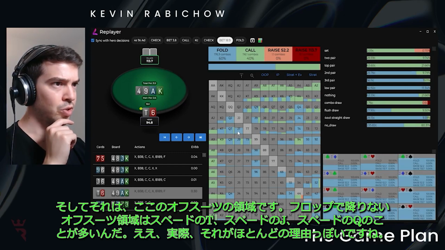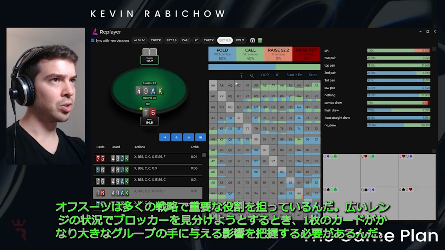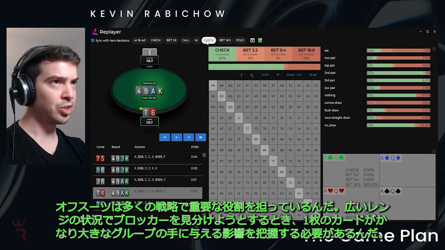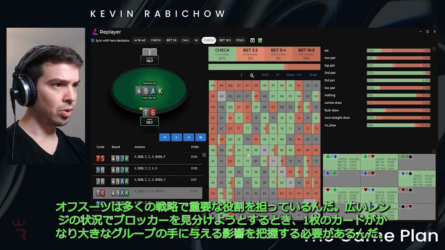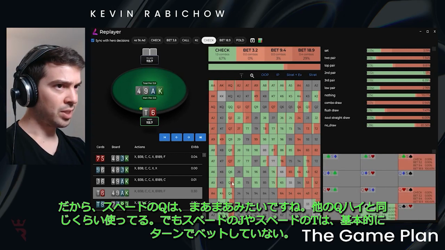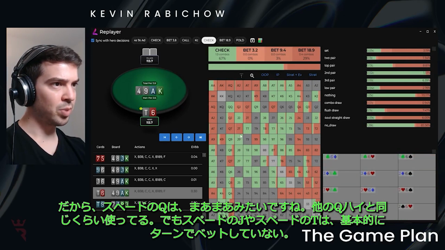Actually, that's almost certainly going to be the reason. Offsuit hands drive the action in a lot of strategies, and when you're trying to distinguish between blockers in a wide range situation, you need to figure out the impact that a single card could have on a pretty large grouping of hands. So that queen of spades is like an okay-ish card. It's very often using the other queen highs. But this jack of spades or this 10 of spades is just basically never betting the turn.